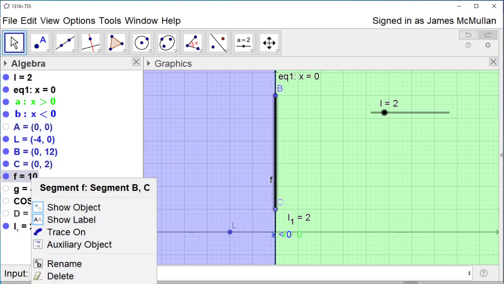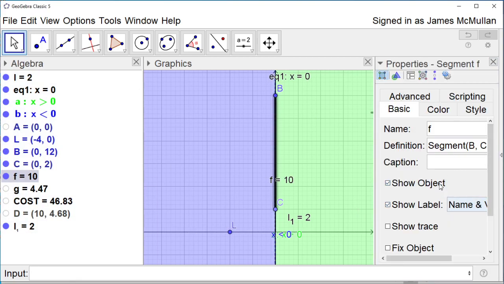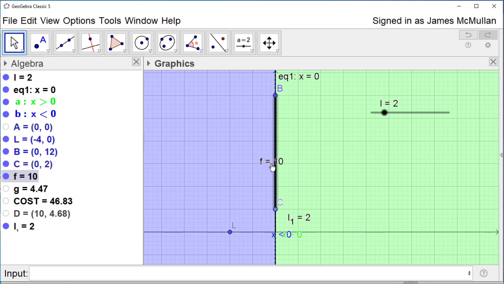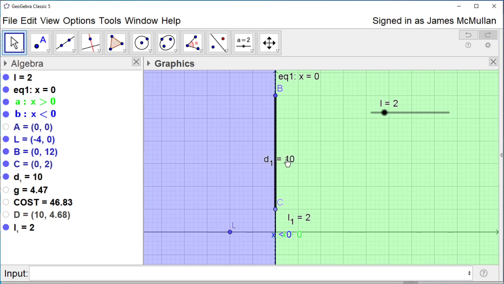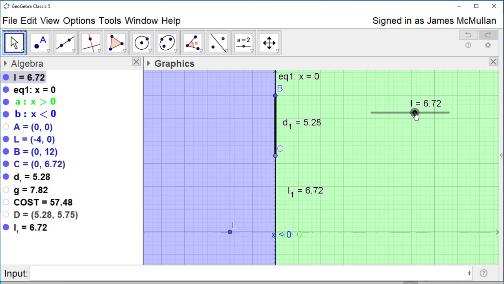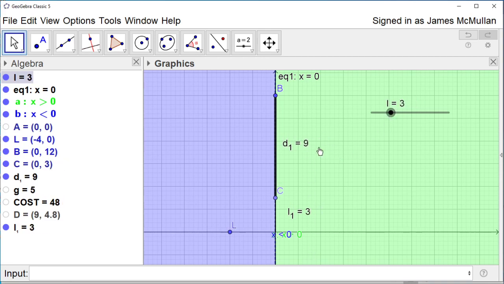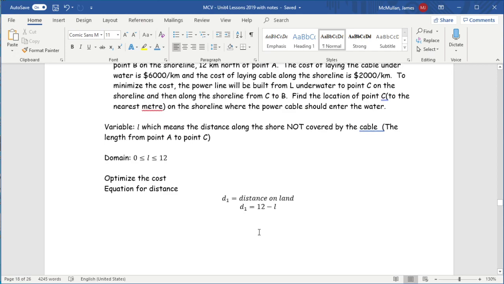Sorry, so segment F, we're just going to give it a name, so name and value. I just renamed this one, so let's rename it to D1. Okay, so that's the distance along the land, and all I have to do to find it is take whatever my L is and subtract it away from 12. So again, if my L is 3, then my distance along land is 9, right? So that's 12 minus L, very straightforward.